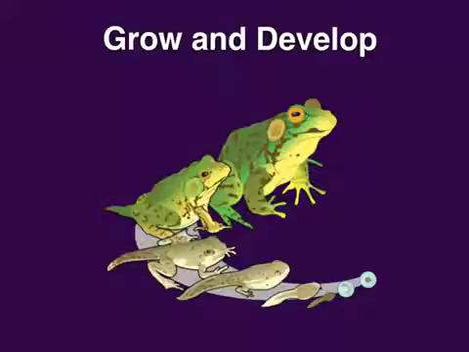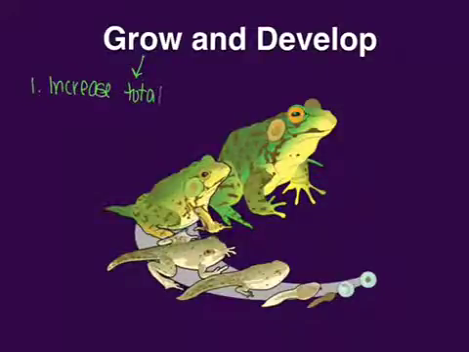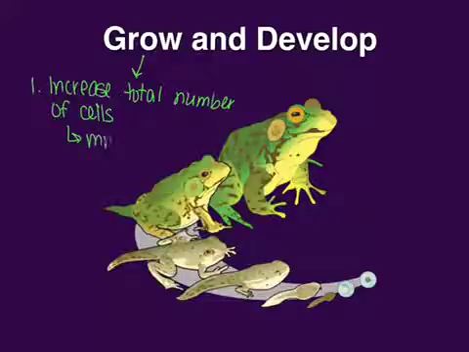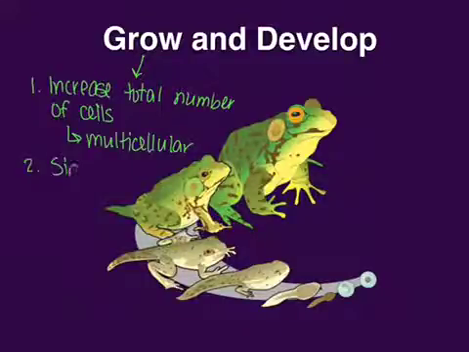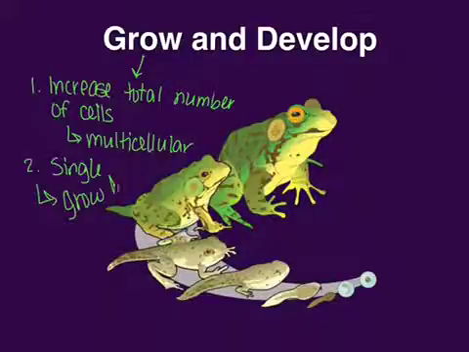Living things have the ability to grow and develop. When an organism grows, it can either increase the total number of cells, which would be the case of a multicellular organism, or if it's single-celled, a single cell can grow bigger in size.